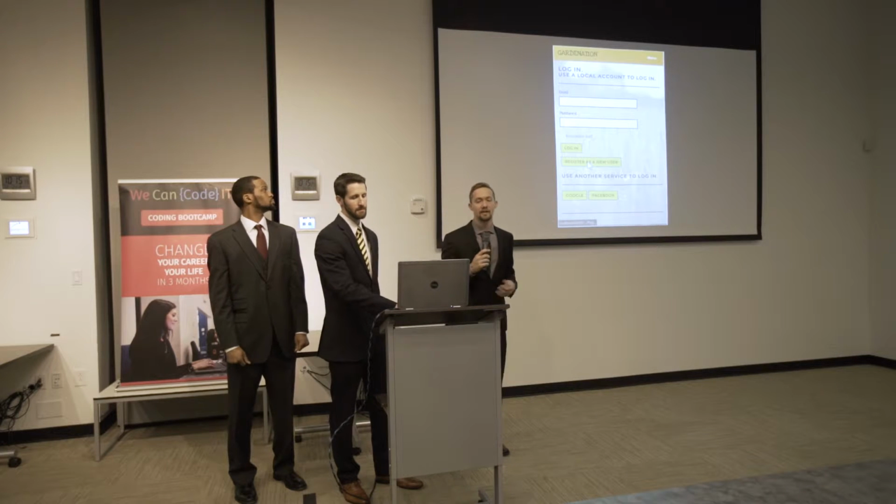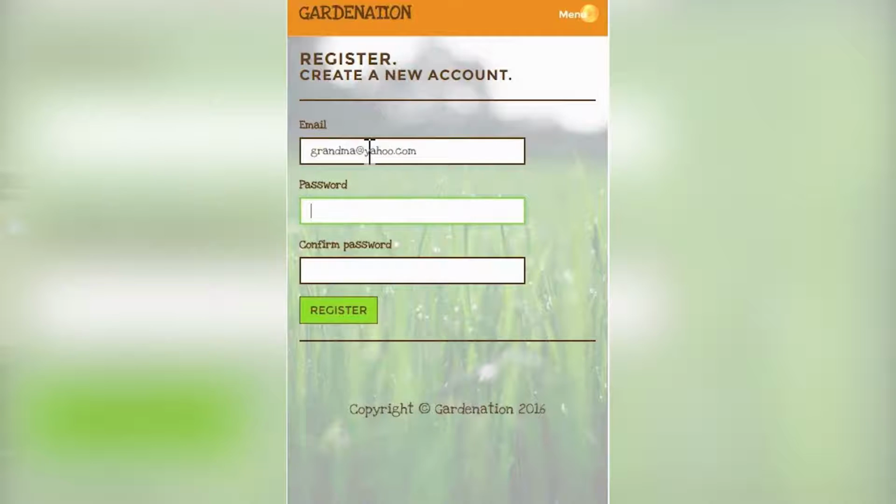Alyssa then goes to the login page where she sees 2 options. She can log in with Google or Facebook. However, she decides not to use either and to register with her own email and her own secure password. After she does that, it'll bring her to the screen where she can create her own garden.